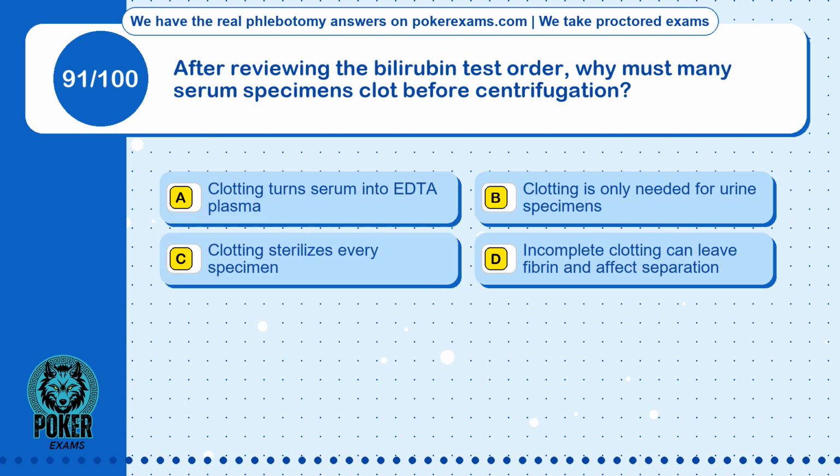Question 91. After reviewing the bilirubin test order, why must many serum specimens clot before centrifugation? Option A, clotting turns serum into EDTA plasma. Option B, clotting is only needed for urine specimens. Option C, clotting sterilizes every specimen. Option D, incomplete clotting can leave fibrin and affect separation.